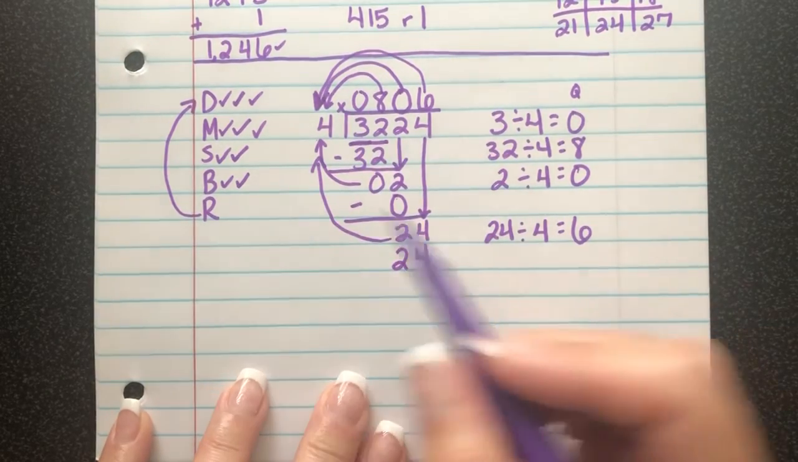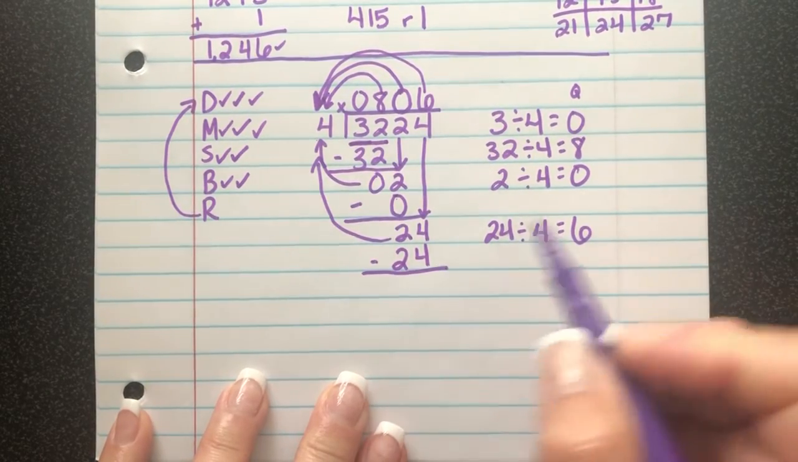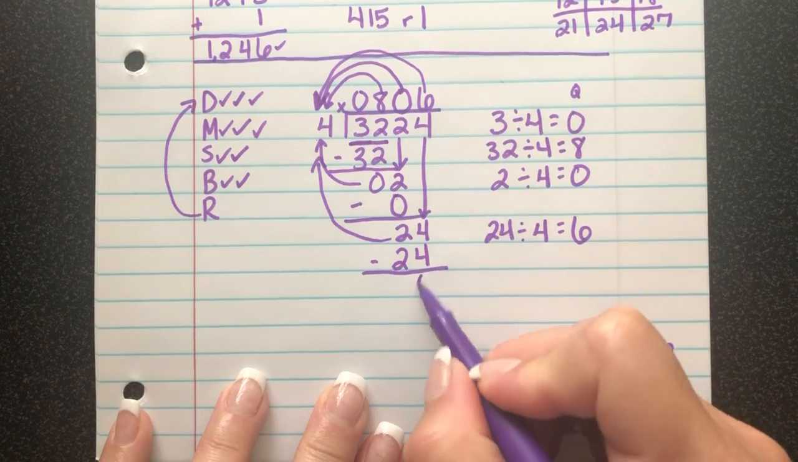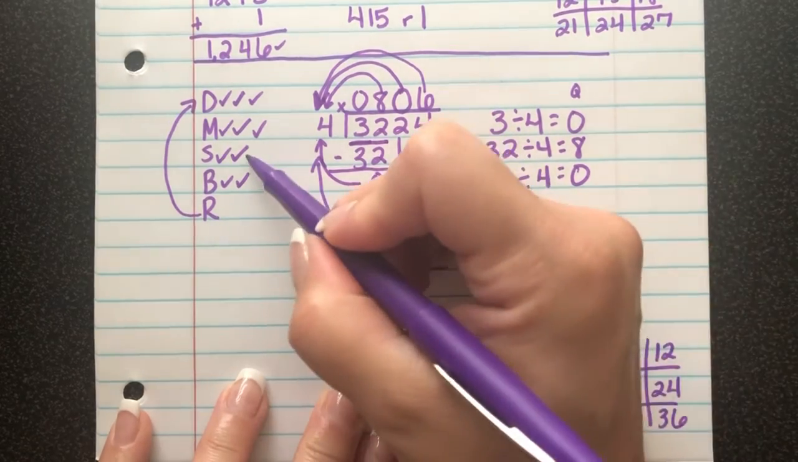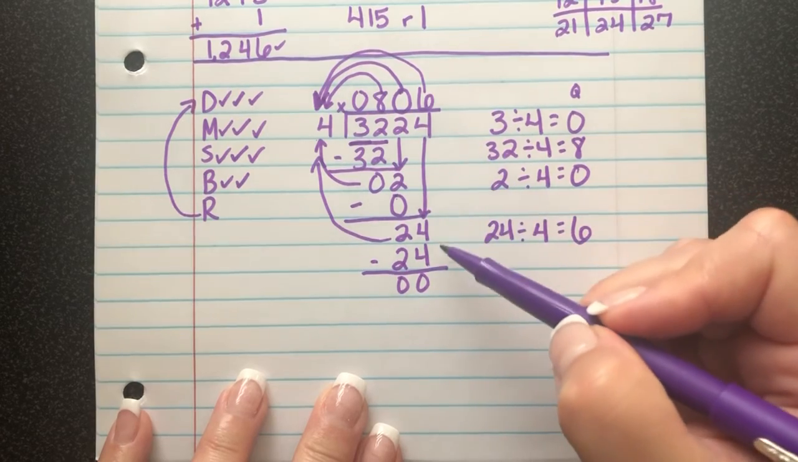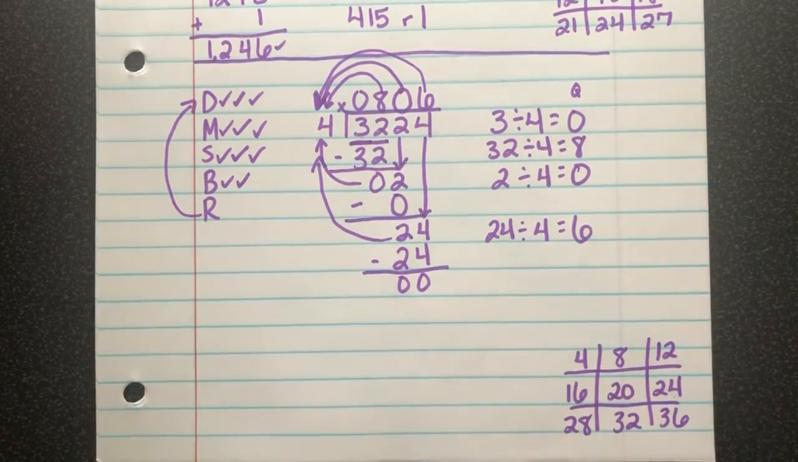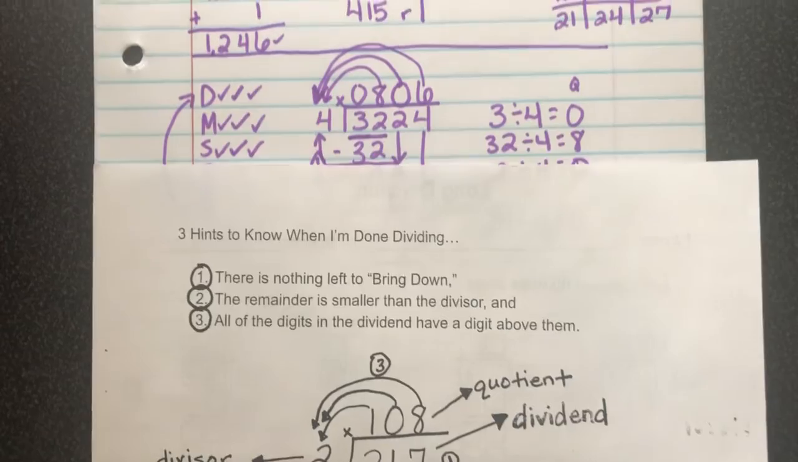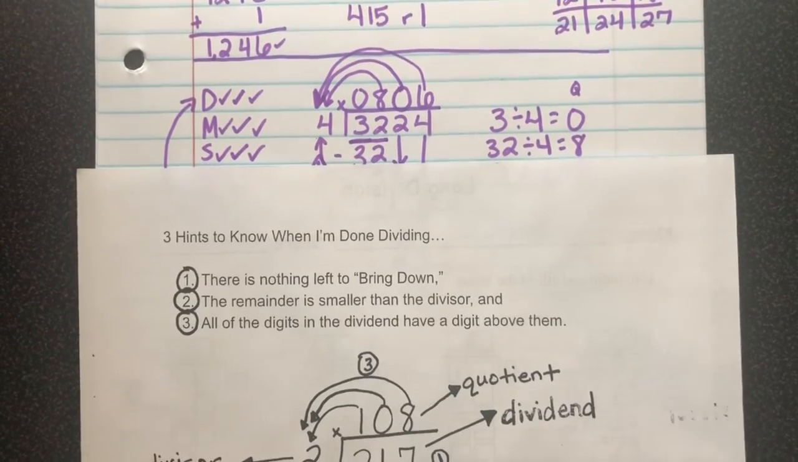Now I need to subtract it. 24 minus 24 leaves me with nothing. Next step would be to bring down. Aha, I have nothing to bring down. All right, so bring out my paper. All right, so we've satisfied number 1.